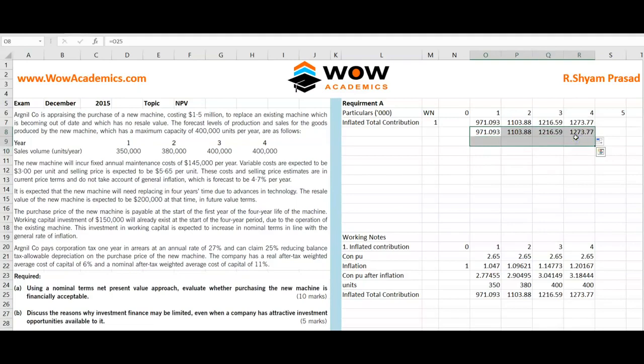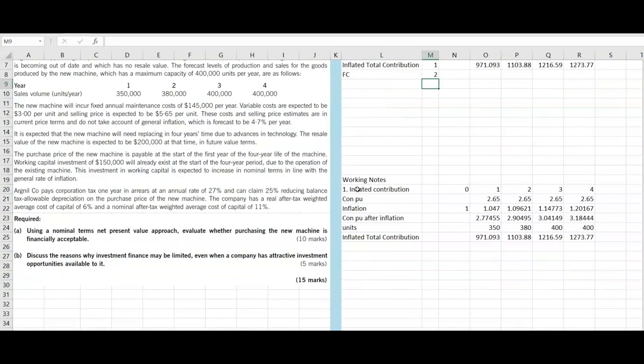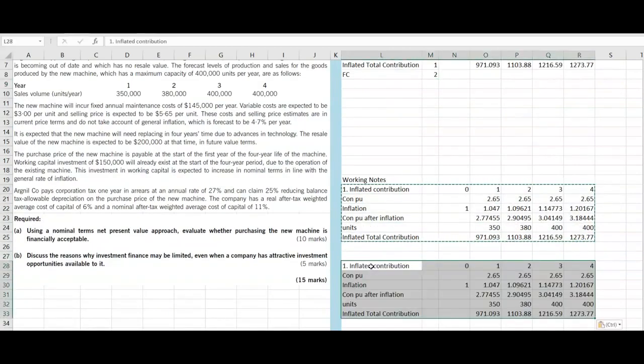But the problem with cell referencing is, if you have done something wrong here, that gets applied here and it will only lead to a lot of confusion. Better just type the numbers here and you'll get the answer. So we got the inflated total contribution. The next number is obviously fixed cost. Fixed cost, we'll do as a second working note. So we'll copy the same numbers and do it for fixed cost.